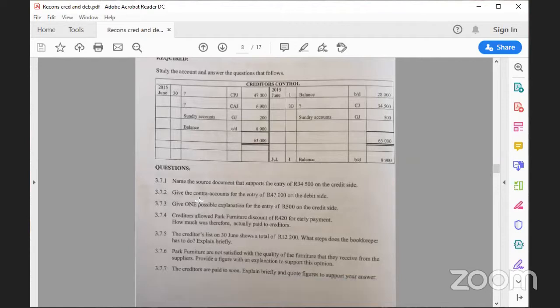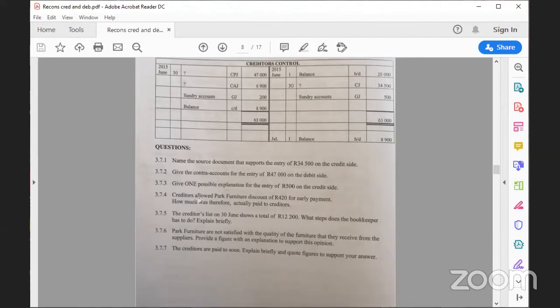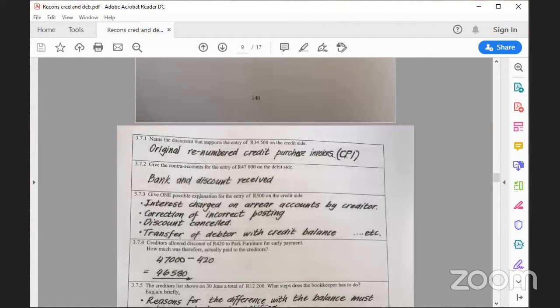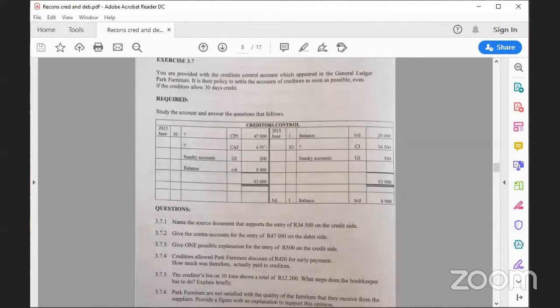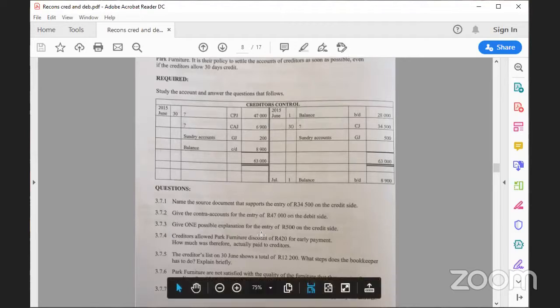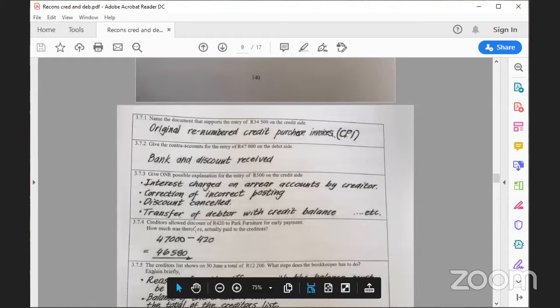3.7.4, creditors allowed Park Furniture a discount of 420 Rand for early payment. How much was therefore actually paid to the creditor? Okay, how much was actually paid to the creditor? So what do we say? We made a payment of 47,000 Rand, but there was a discount received, right, of 420 Rand. So all you do, very easy, you just minus 420, you say this was physically then actually paid to the creditor. So don't get confused, just have a look at what was paid and go from there.